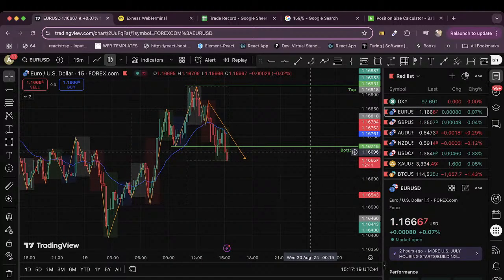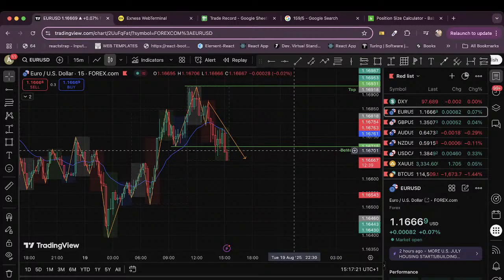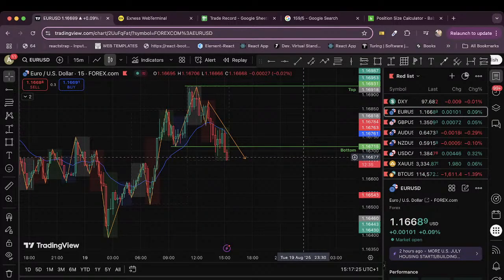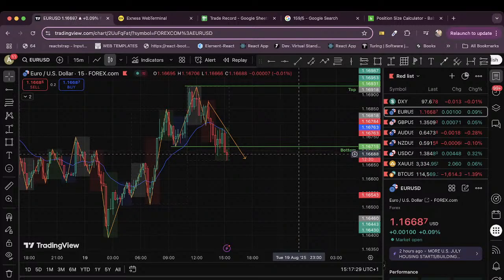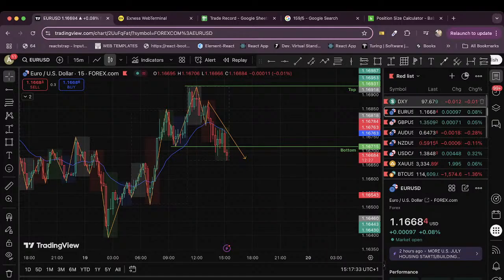Now, Euro USD has finally broken the bottom, and you can see, interestingly, Euro USD, very convincing guy. Seems like he wants to go down, but now we are seeing some rejection coming in. Let me see what DXY is doing.